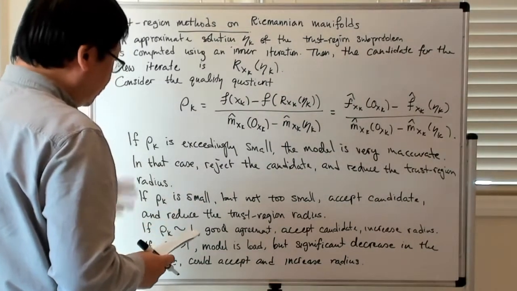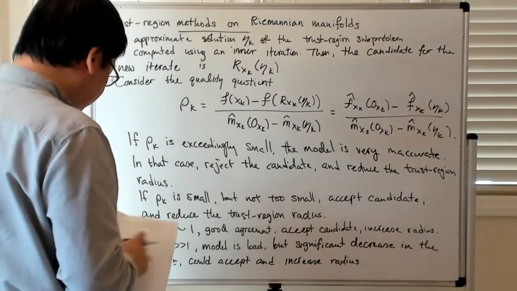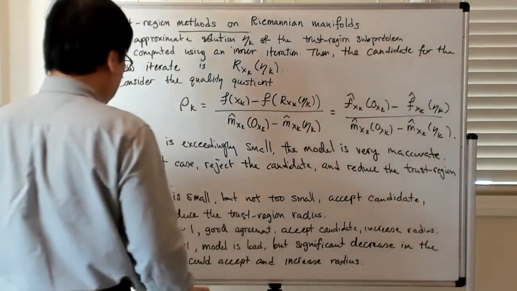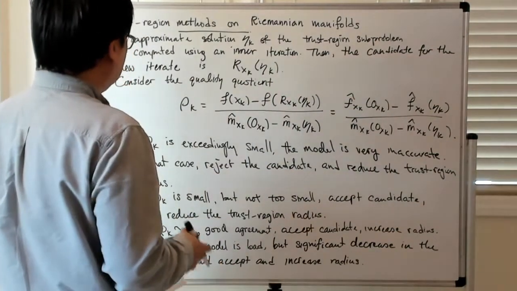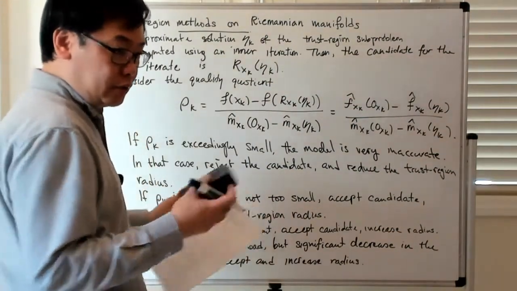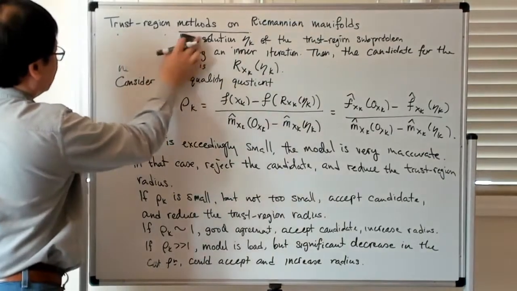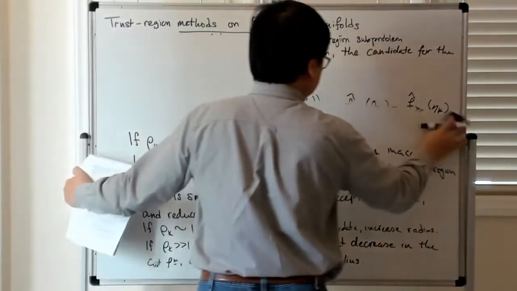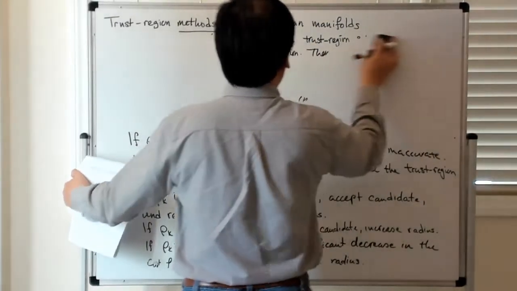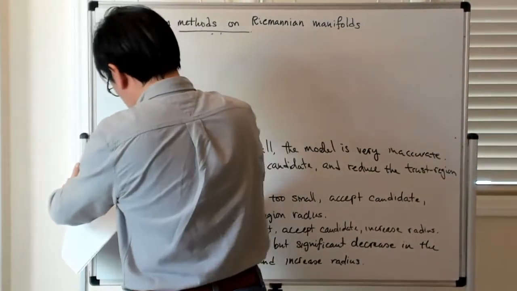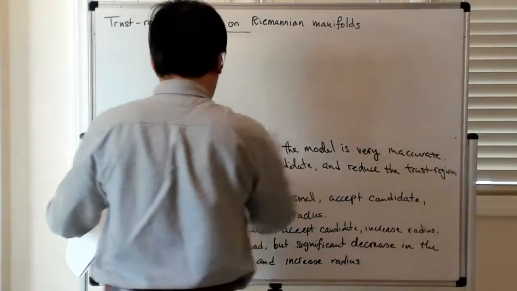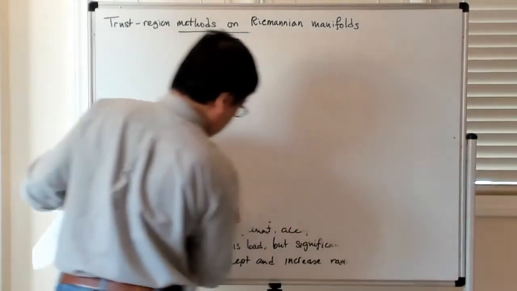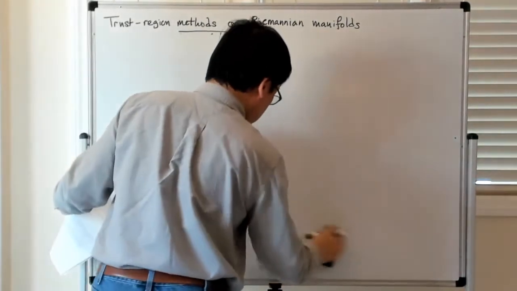So let me try to formalize all of this now in an algorithm, and then the next step is to talk a little bit about how you implement each of the various steps in the algorithm. Okay. All right.